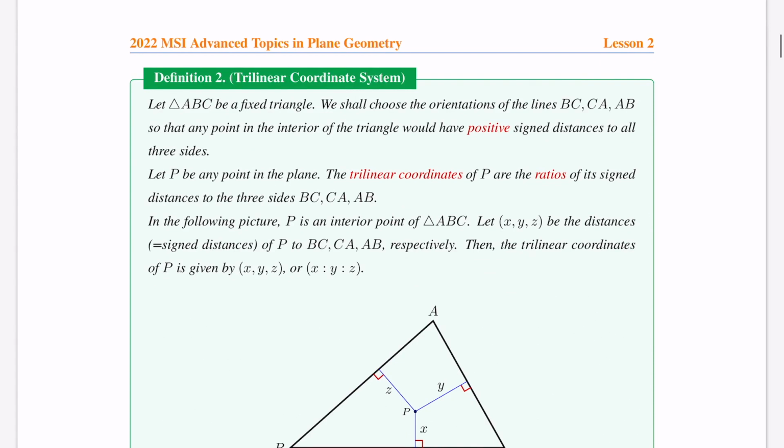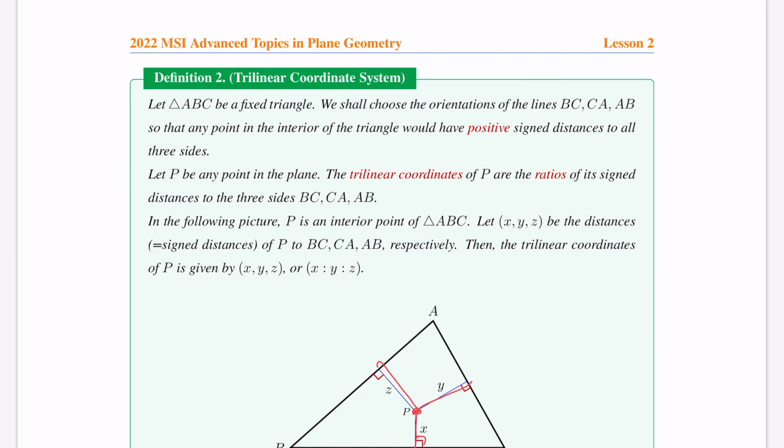Okay, so now let me introduce the trilinear coordinate system. The trilinear coordinate system is adapted to a fixed triangle. So in the Euclidean plane, let me fix a triangle ABC. And then we choose the orientation of lines BC, CA, and AB. Obviously, BC, CA, and AB define three lines. So we will assume, by convention, that for any point inside the triangle, the signed distances to the three sides are all positive. This is a reasonable assumption.